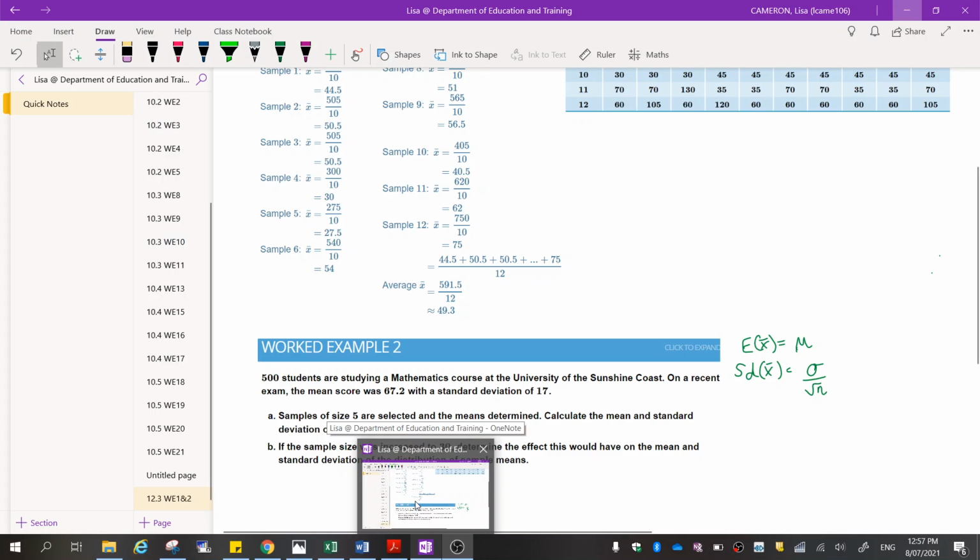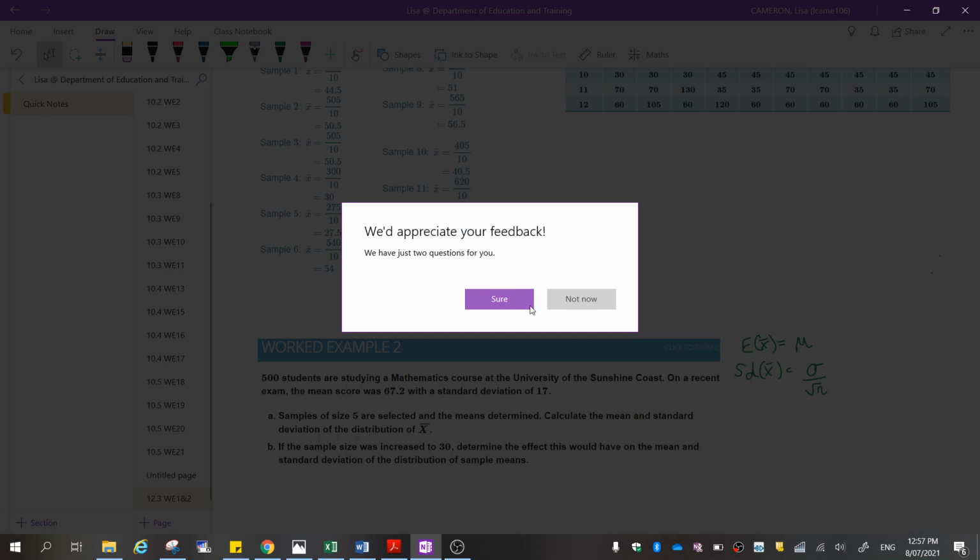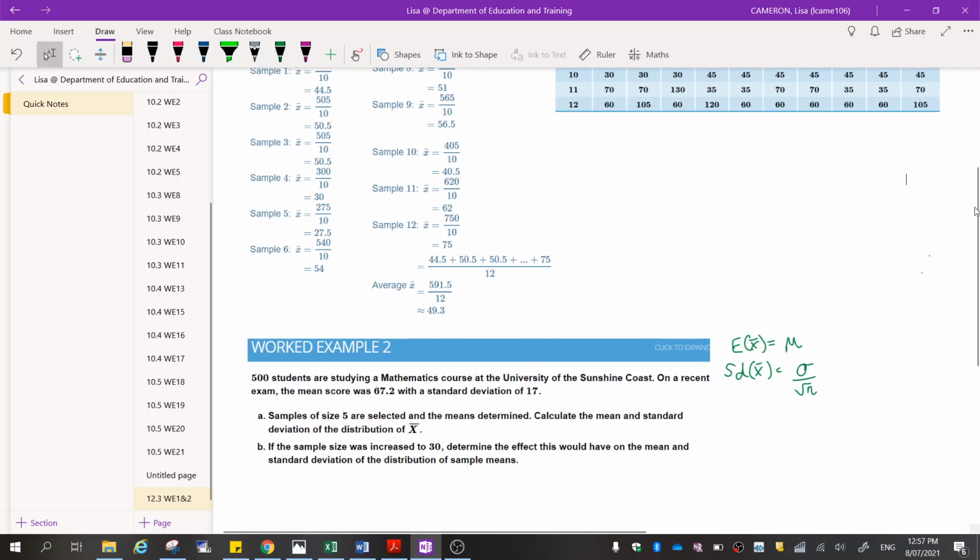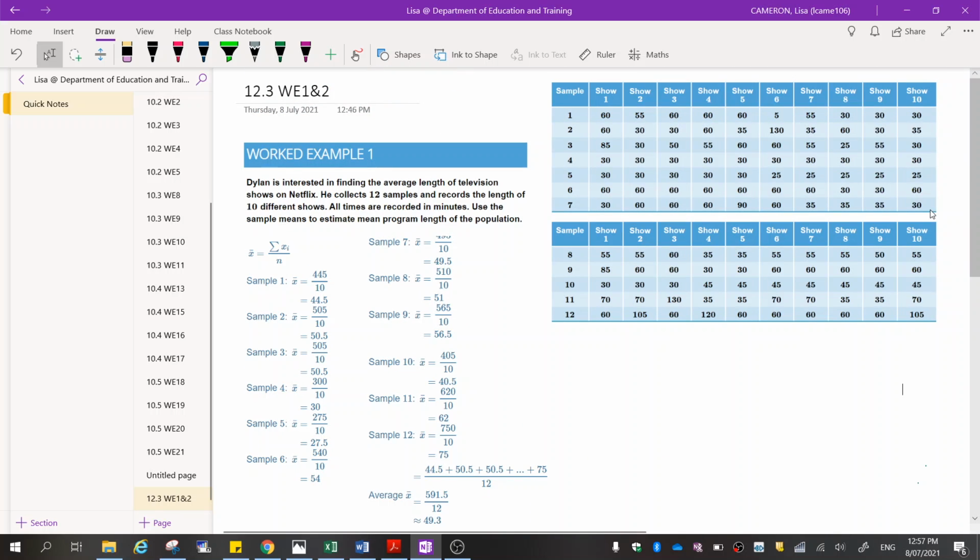Okay, so today we're going to be starting statistical inference. We're going to be starting on chapter 12.3 because chapter 12.2 is just stuff for you to read.